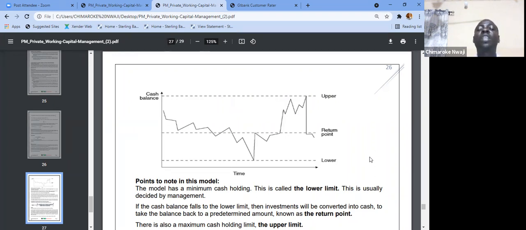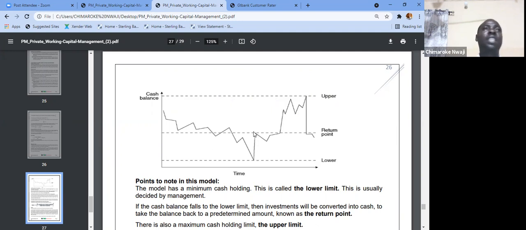So how much investment are you going to sell? You must convert investment that will make you move from your lower level to your return point. So your return point is like your starting point, your reset point. When you hit the lower limit, you press the reset button, and it takes you to the return point. So you're going to sell securities or investment that will make you move from the lower level to your return point.